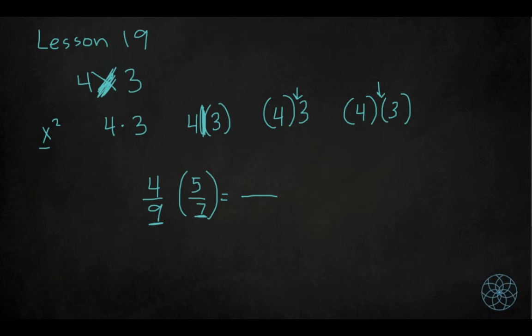So what's 4 times 5? 4 times 5 is 20. What's 9 times 7? 9 times 7 is 63. And that would be our answer. 20 over 63. Done. That's not too hard, is it? Let's go ahead and do one more problem.